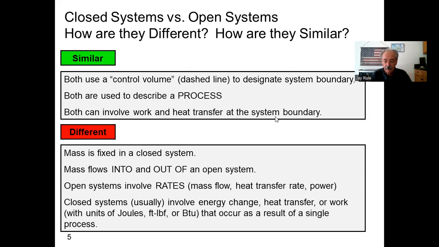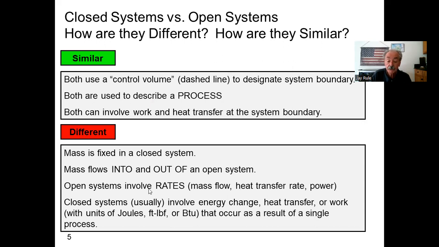Those two energy transfer phenomena, heat and work, occur across the system boundary. Those are the similarities. What makes open and closed systems different? In a closed system, mass is fixed. Different: mass flows into and out of an open system. That's the way to observe you have an open system.